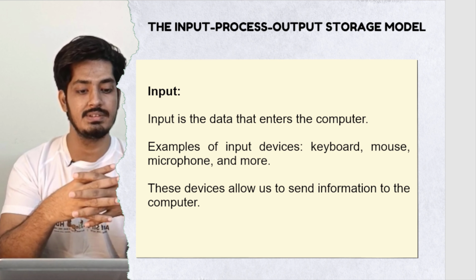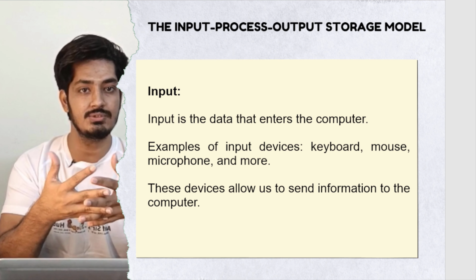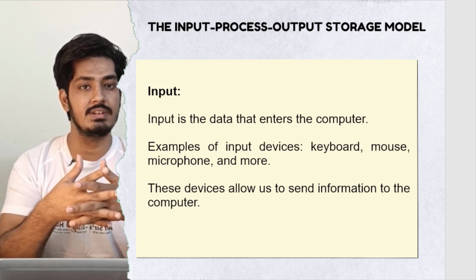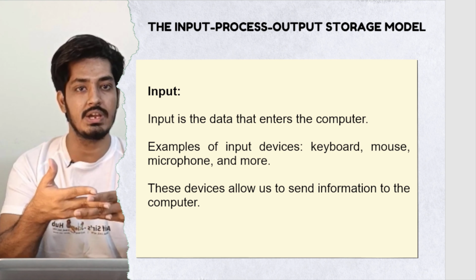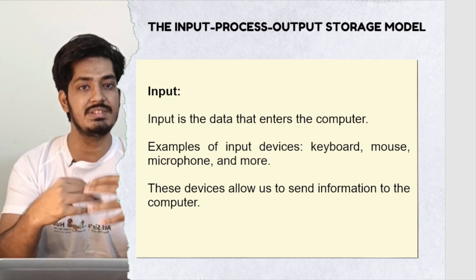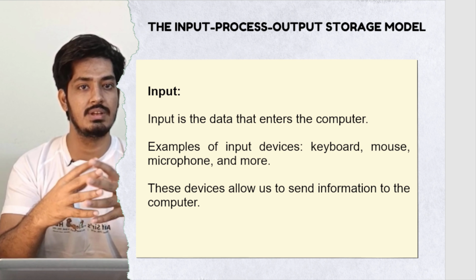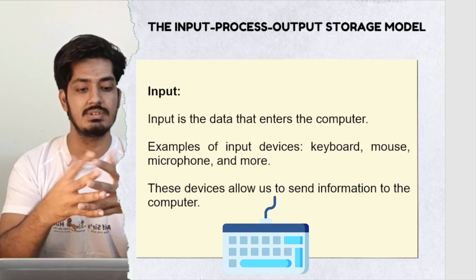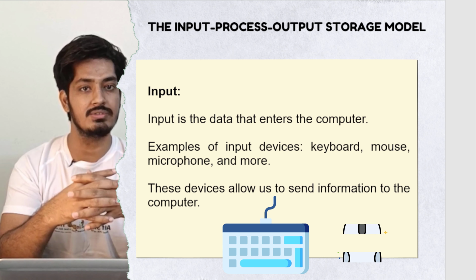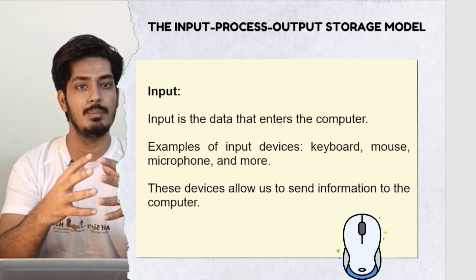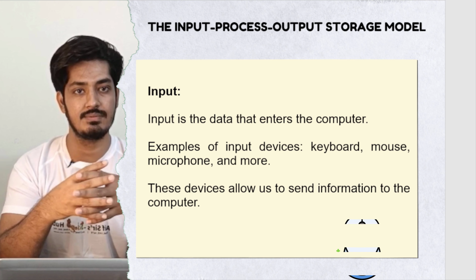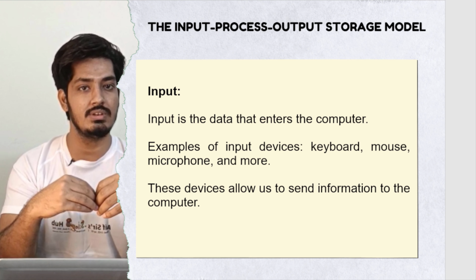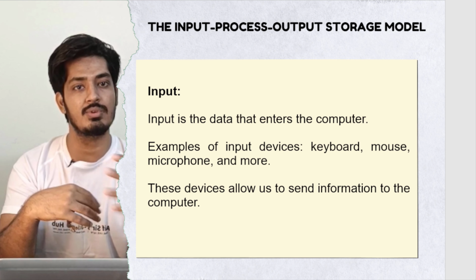Input is basically the data that enters the computer. Whatever we type on the keyboard should be considered as input. The data is put into the computer, and the computer receives the data as input. Some examples of input devices are the keyboard, mouse and trackpad. All those devices can be considered input devices. By using those devices, we give input to the computer. Then the computer receives this data and starts processing it.